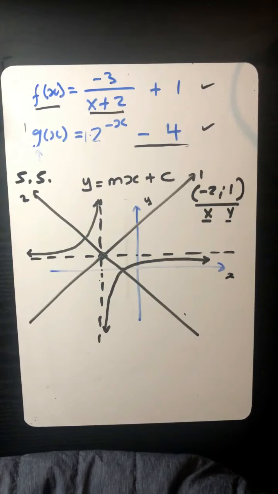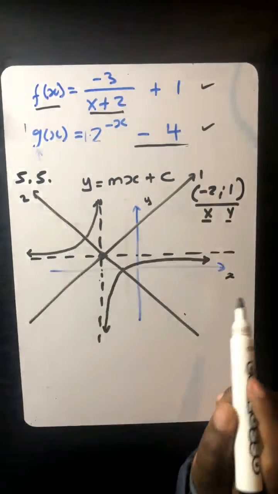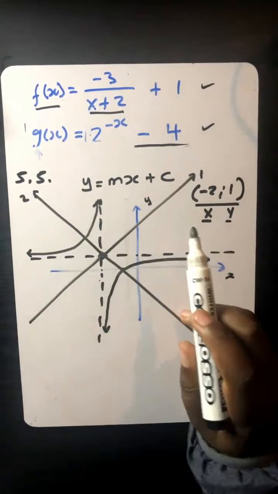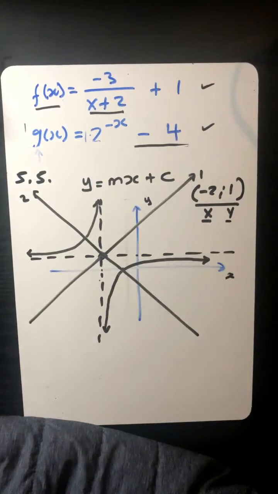Someone is speaking. You can go for it. Who's speaking? It's Dumelo, say. Dumelo, between line 1 and line 2, which one has got a positive gradient and which one has got a negative gradient? Line 1 has a positive gradient, and line 2 has a negative gradient.